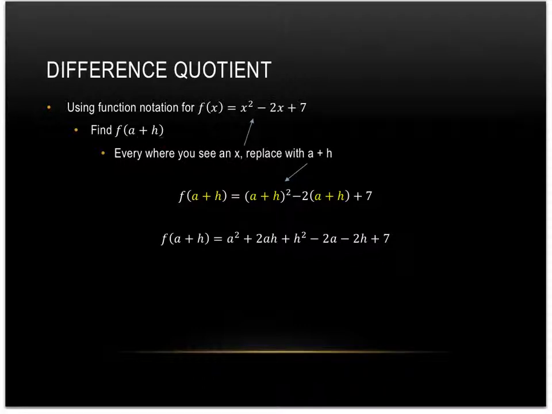Well, how about we evaluate it at f of a plus h? Everywhere you see an x, even though it might feel a little weird, everywhere you see an x, you plug in an a plus h. And then, of course, I can square this out. Remember that that means a plus h times a plus h. And I can, of course, distribute my -2.